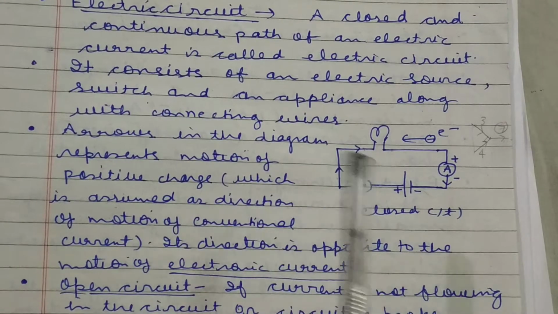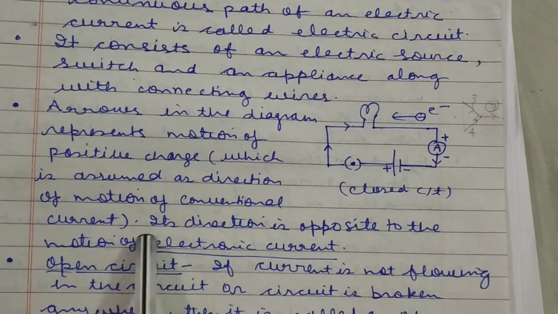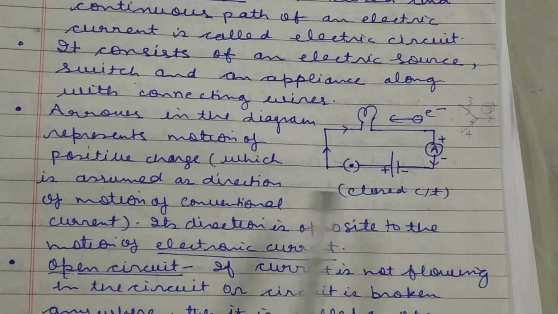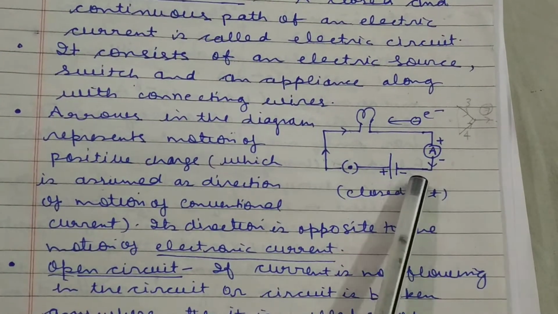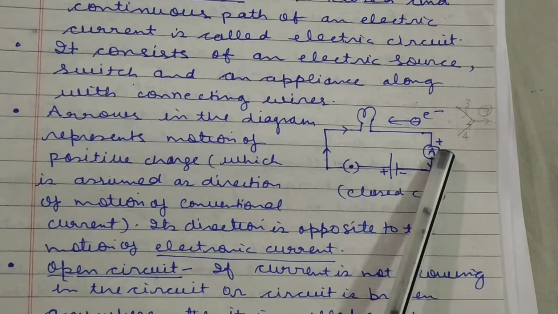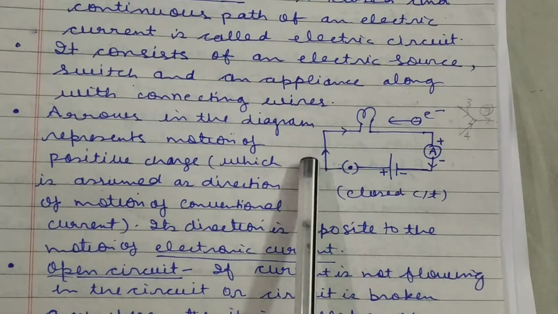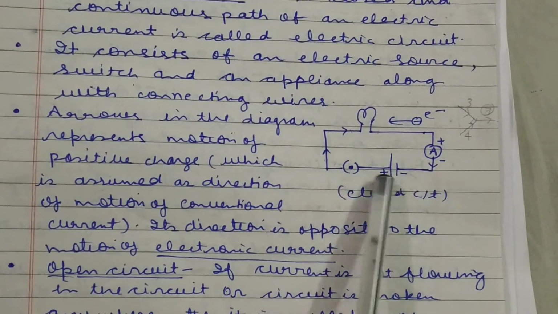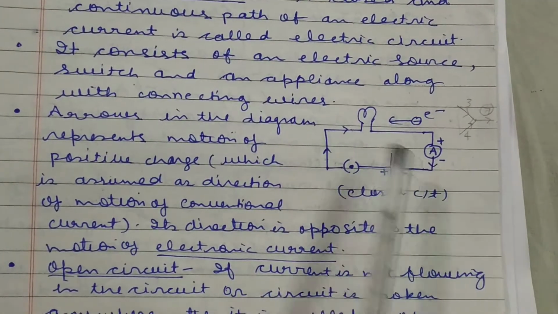Conventional current flows in the direction of motion of positive charge. Its direction is opposite to the motion of electronic current. Electronic current is simply the motion of electrons. Electrons move from the negative terminal of the battery and go towards the positive terminal. And the direction of conventional current is from the positive terminal to the negative terminal. Both are opposite to each other.